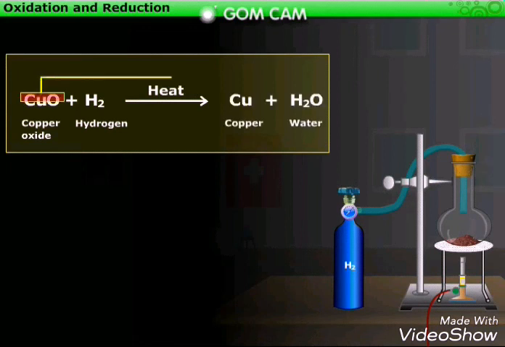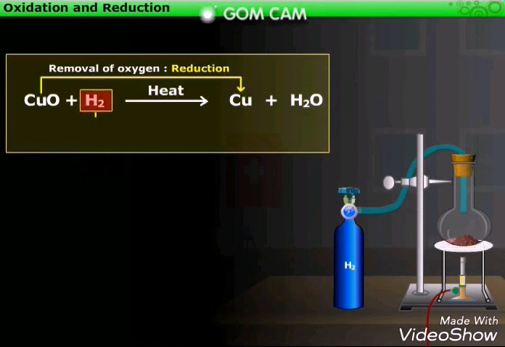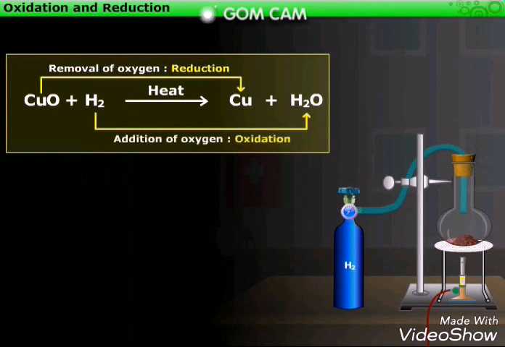In this reaction, copper oxide changes to copper, because oxygen is removed from it. We know that removal of oxygen from a substance is called reduction, so we can say that copper oxide is reduced to copper. We also find that the reactant, hydrogen, changes to water, because oxygen is added to it. Now, addition of oxygen to a substance is called oxidation, so we can say that hydrogen is oxidized to water.